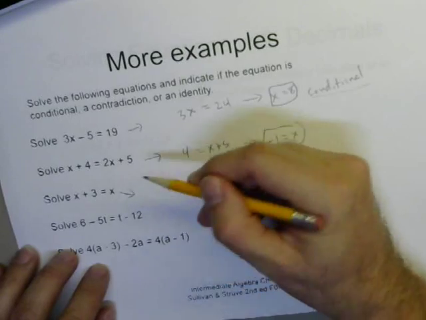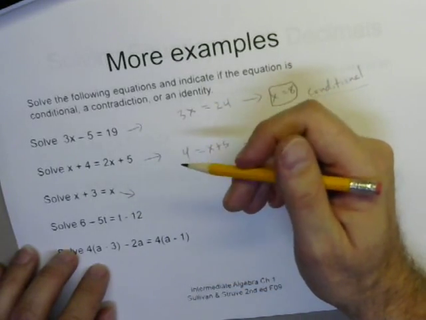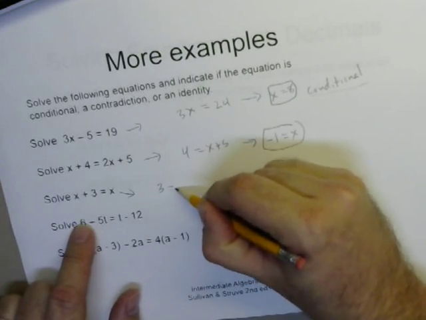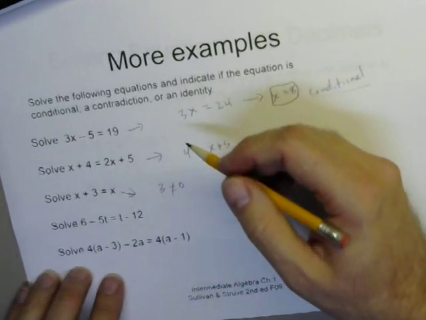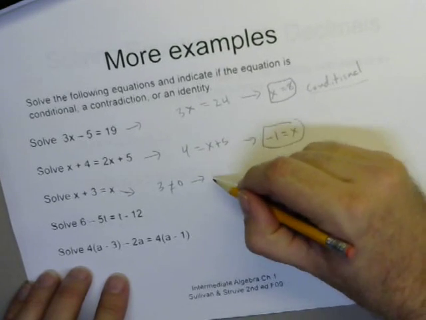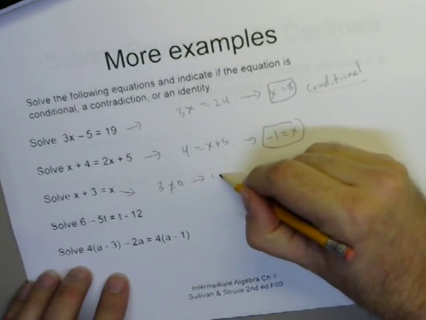This one, again, you might not even have to do any algebra to realize that this is a contradiction. But if you do subtract x from both sides, you'll get 3 is equal to 0, which can't possibly be true. So on a written exam, again, you can just write contradiction.